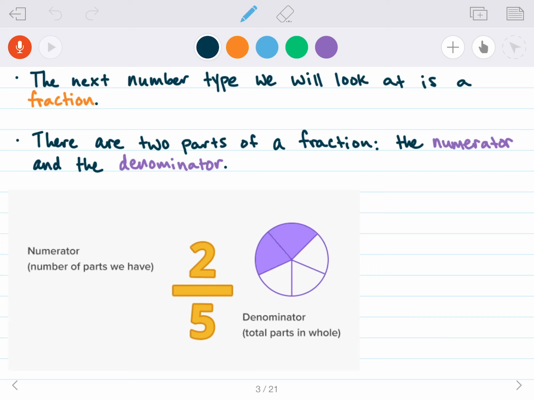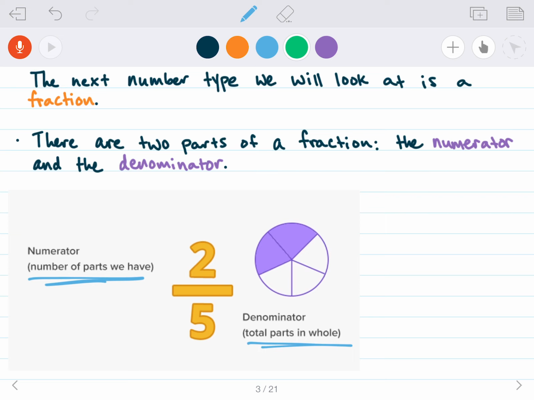So another type of number is called a fraction, and there are two parts of a fraction. The numerator is going to be the top part of the fraction, as we can see here, and the denominator is the bottom part of the fraction. Now, a fraction represents a part of a whole. So the denominator is going to represent the total parts that we have, and the numerator is going to represent the number of parts that we have shaded.